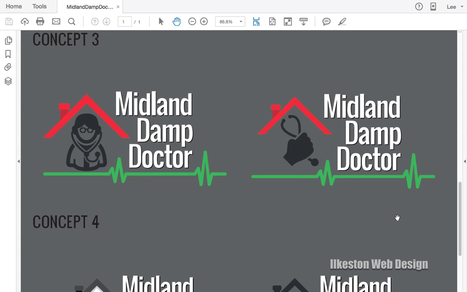I've got to say I quite like the doctor on the left because that's quite friendly. It makes it a little bit more personal. And the fact that it's called Midland Damp Doctor, straight away you put in the idea of a person in there, a doctor. So the fact that there's an image of a person lends itself to the doctor. So I quite like that.